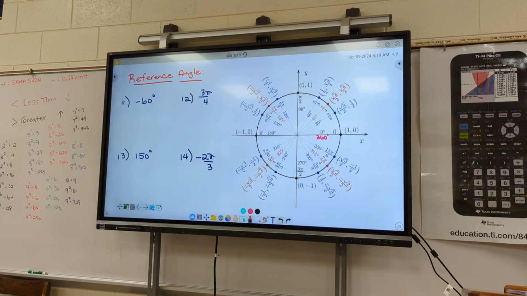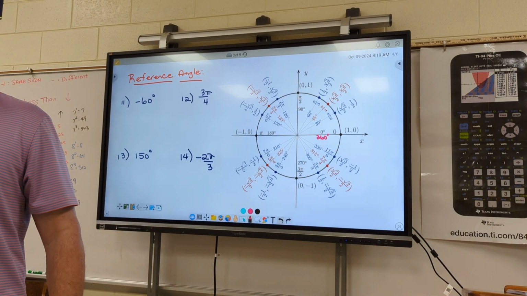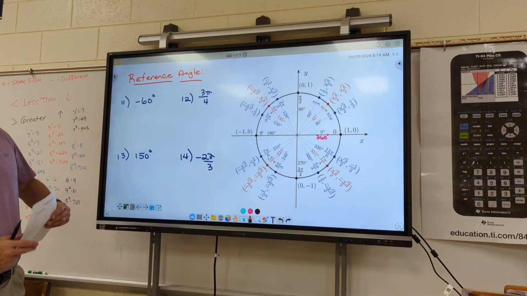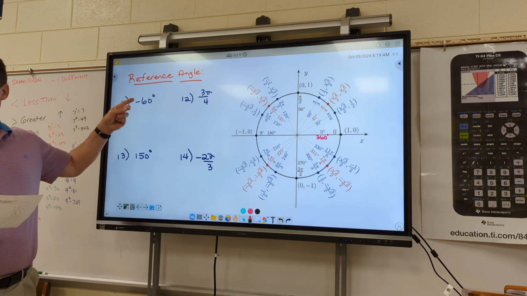I used to make my classes memorize it, and I would give them a blank one and have them fill it in. Y'all might have did that last year in Algebra 2? No? All right, but now I just give it to them. I'm going to let you use that every quiz, every test. So whatever you want to write on there, you can use on a test, okay?